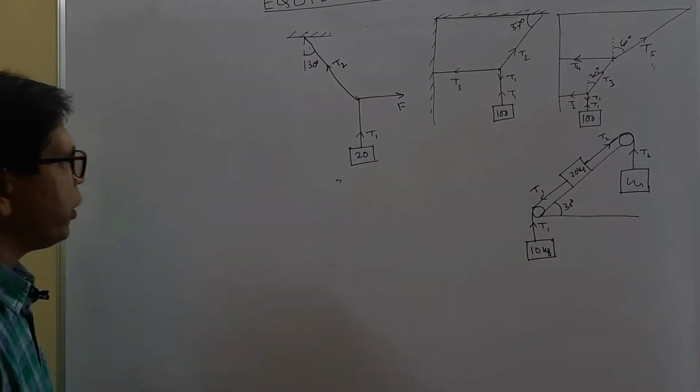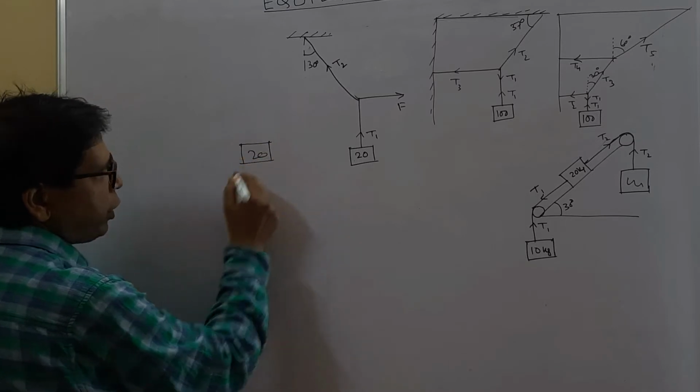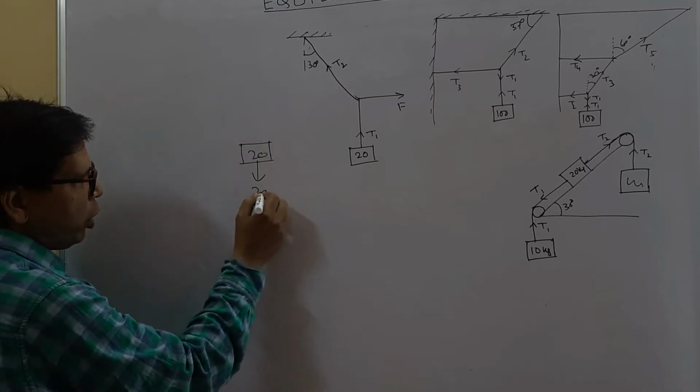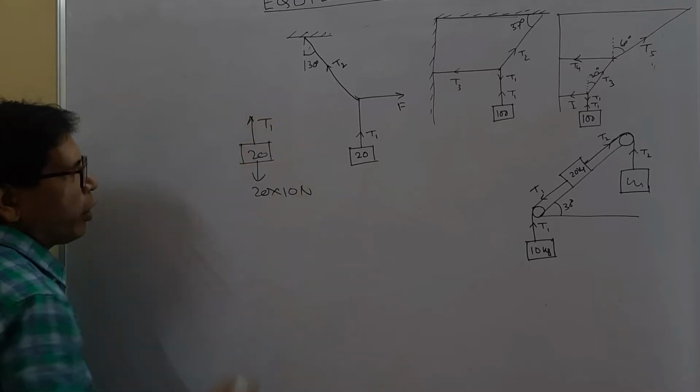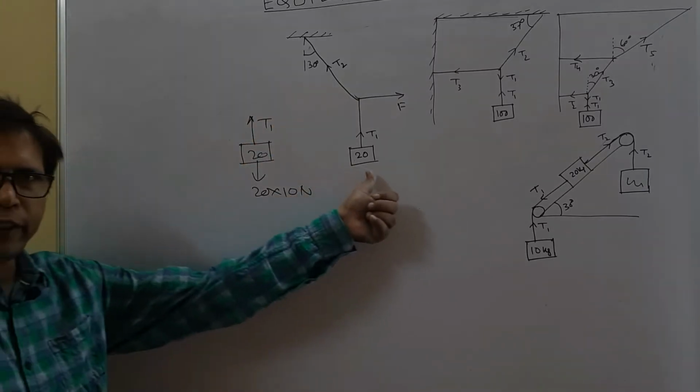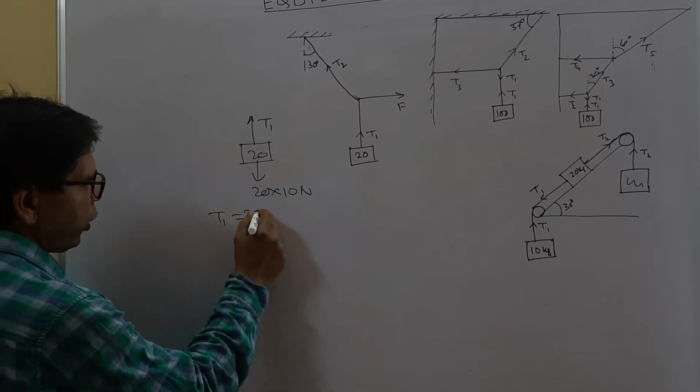Now next problem. Look at this, the free body diagram of 20 kg. What is the free body diagram of 20 kg? This is 20 into 10 Newton in the downward direction and T1 in the upward direction. So 20 kg is in equilibrium. Therefore T1 equals 200 Newton.